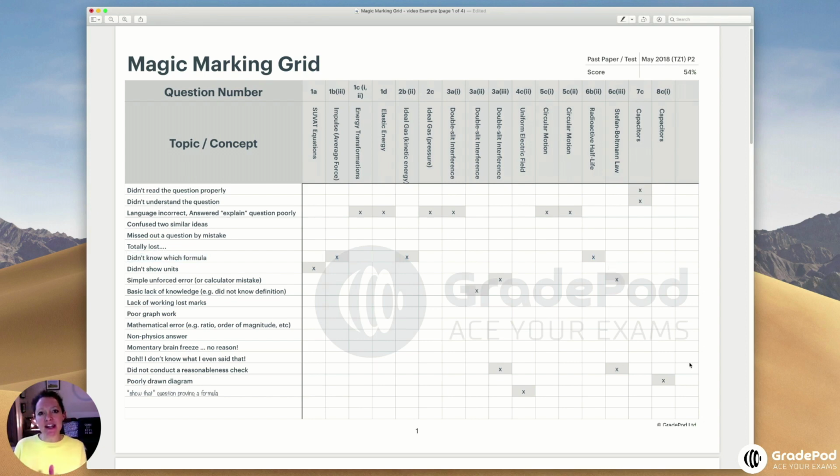Can you see how this magic marking grid will start to give you a plan and a picture on how you can improve your grades in tests, not by focusing on the things that you've done right, but by focusing on the exact things that you've done wrong? If one takeaway from this video is you can improve your test grades in IB physics by using my magic marking tool, I'd love you to do that.